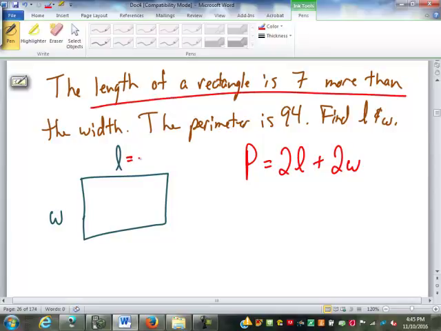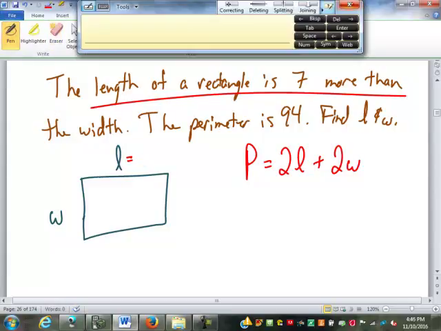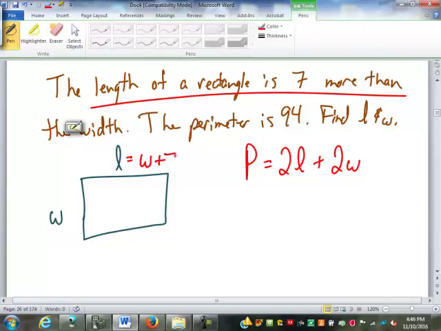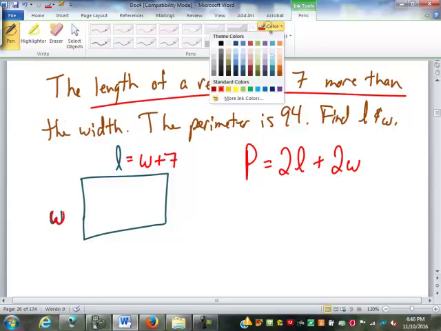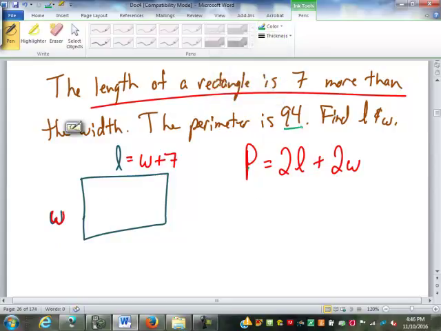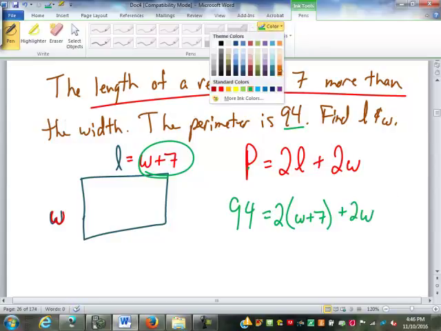So I'm going to define the length to be the width plus 7. It's not 7 times. 7 more than the width means you add 7 to it. And we'll just let the width be W. So plugging in here, the perimeter is 94. We know that. So it's 94, 2L is going to become 2 times, we're going to replace L with W plus 7, plus 2W. Now we're going to solve that for W.